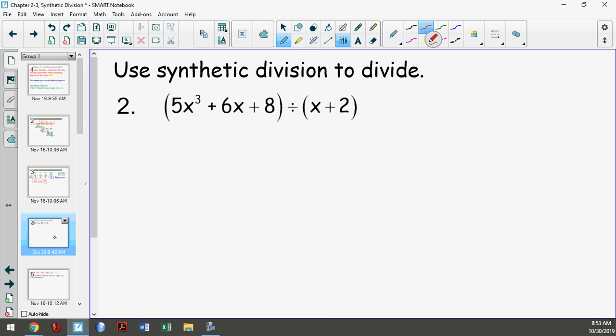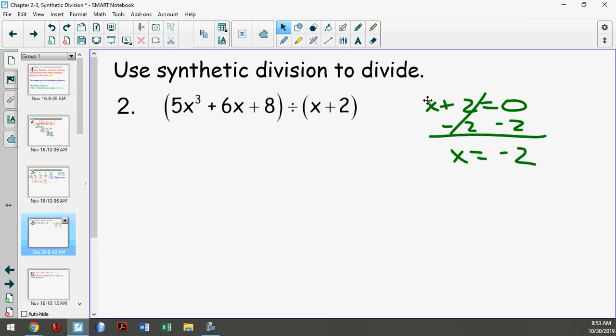So the directions say use synthetic division to divide. The very first thing you're going to do is take the divisor, which is x plus 2, and set that equal to 0. And you're going to solve that for x. Subtract 2. So x is equal to negative 2. Negative 2 is what goes in the half box.